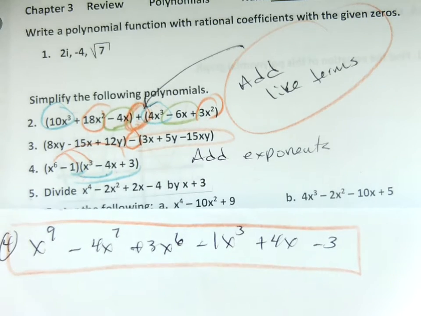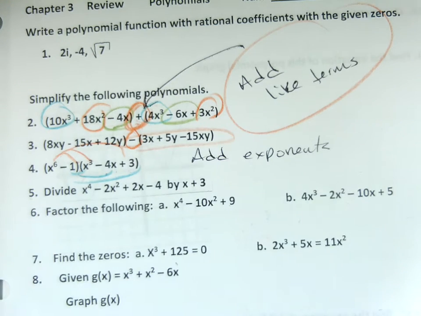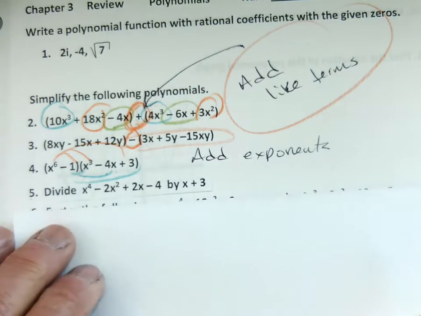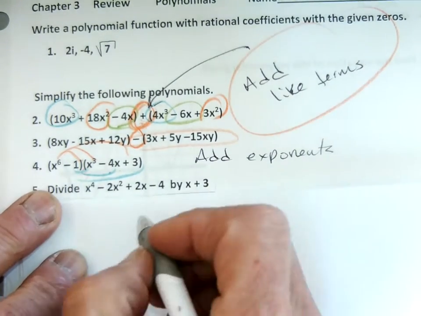Okay, 5, divide. So let's do synthetic division, correct? Which we're good at, right? Okay, so number 5, we're good at synthetic division. I'm going to take the opposite, negative 3.